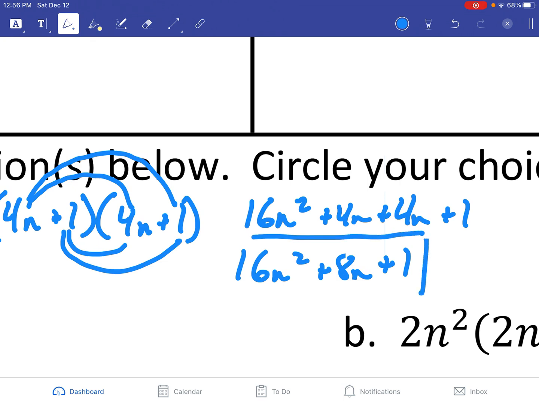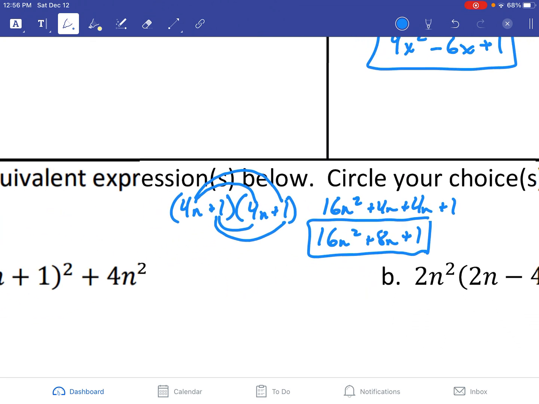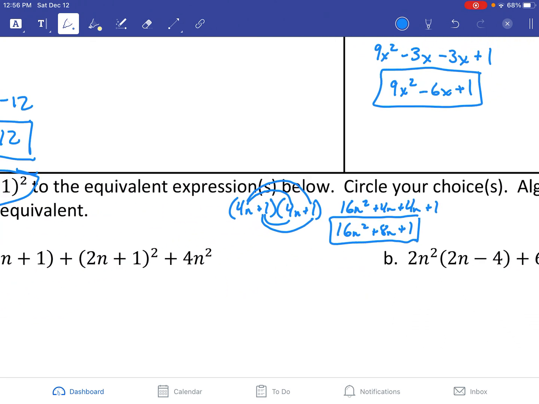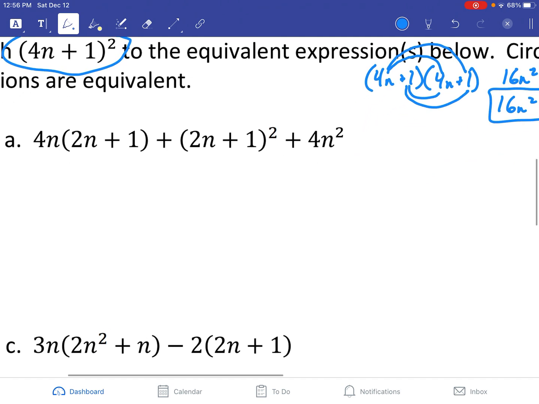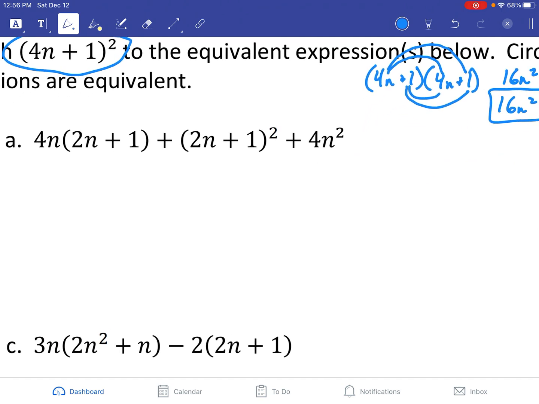So what we want to do is check the other problems in this to see if any of them match what we just got from our first expression. So we have to just do the order of operations that apply to each problem.